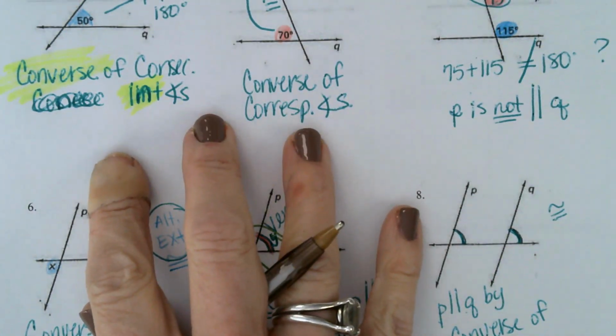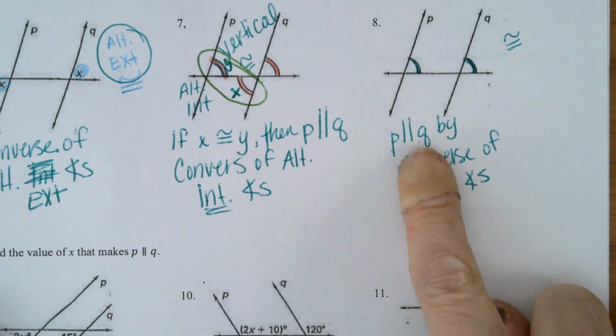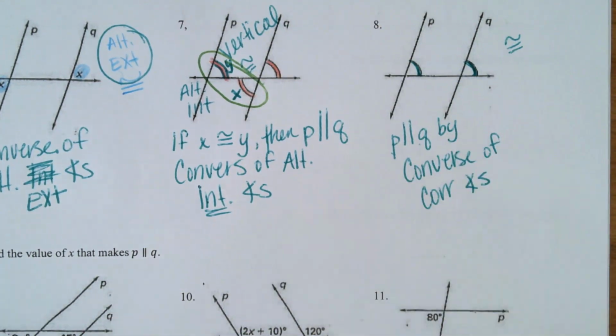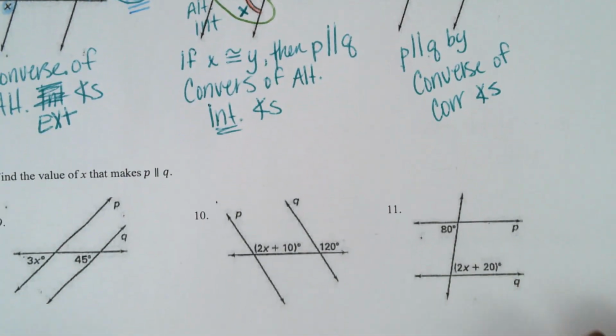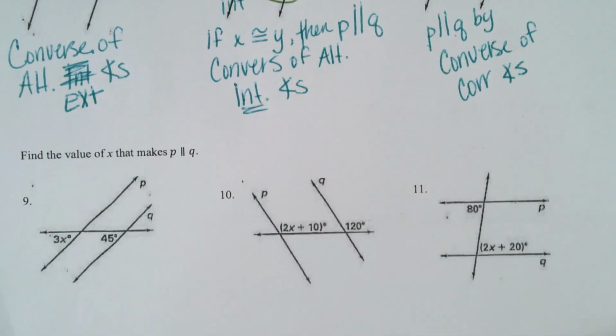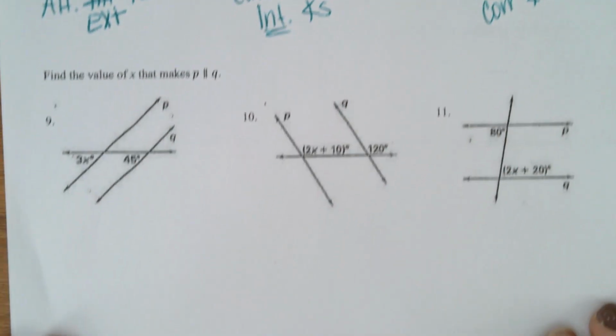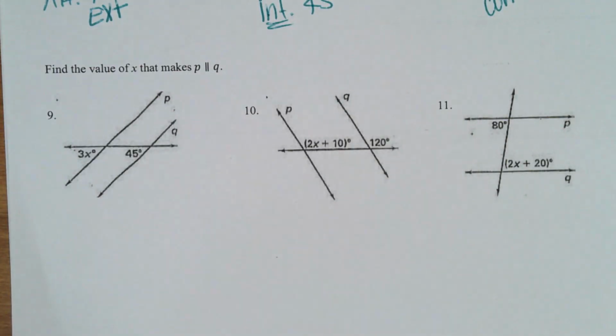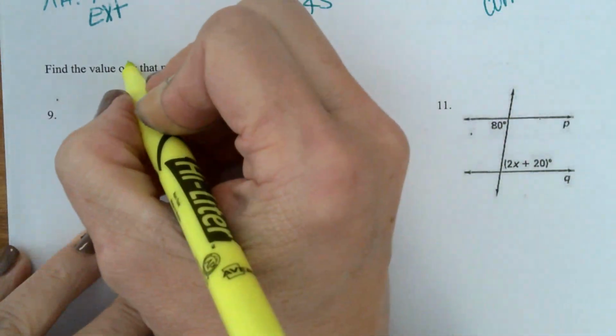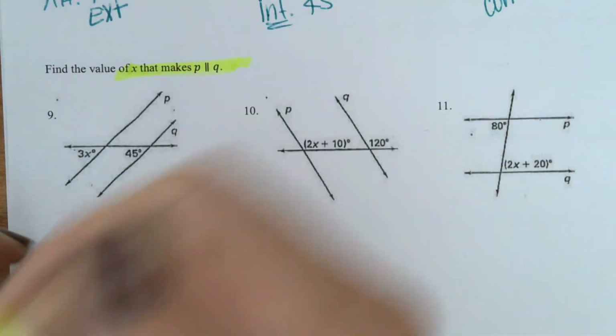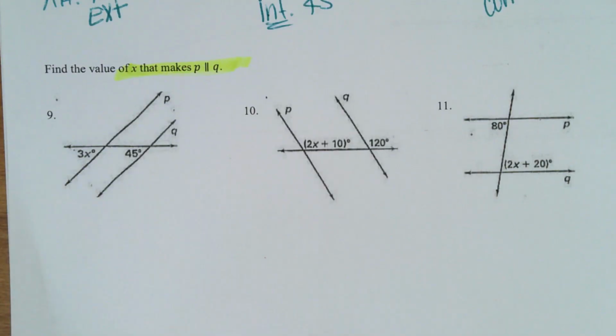Okay, so on these up here, 3 and 4, I should have started with right here, and 6. 3, 4, and 6, I should have started with that. Okay, now we're going to get to the math part. It says find the value of x that makes P parallel to Q. So now we're going to force the issue.